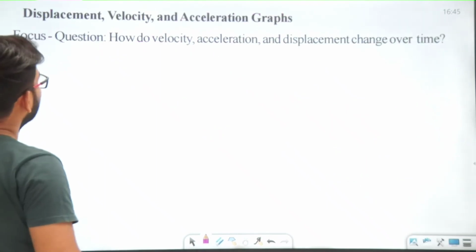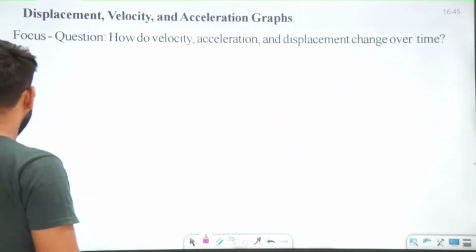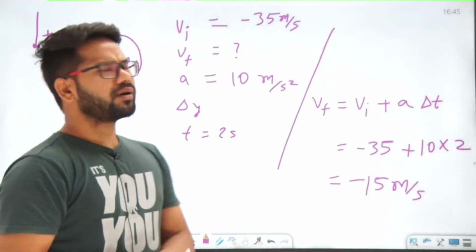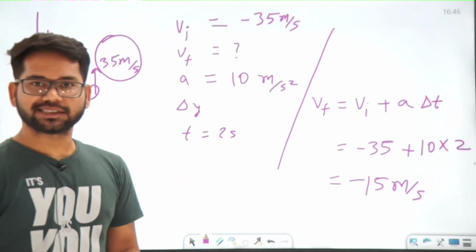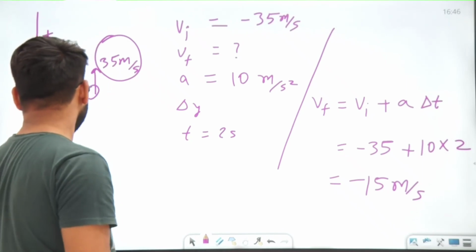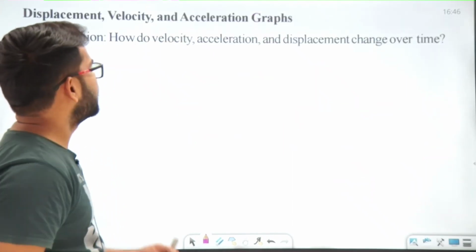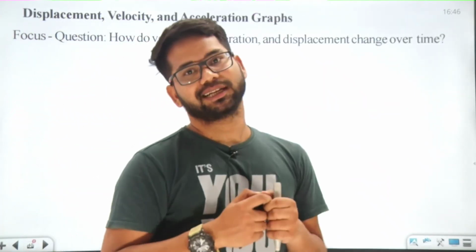Let's wind up free fall here. In the next lesson we will learn displacement, velocity and acceleration graphs.